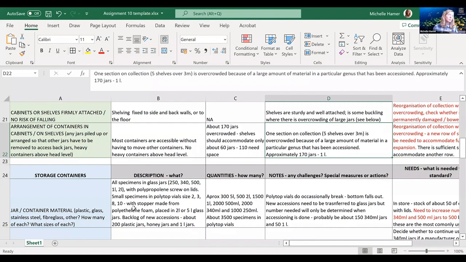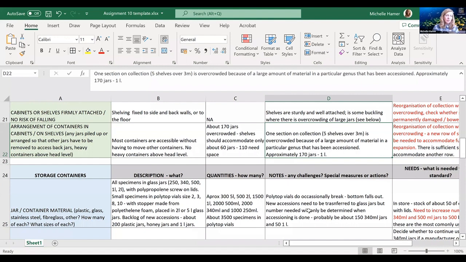So do you put your polytops into a bigger bottle, which is the right thing to do, but then what's the stopper in all of those polytops? And then do you have any plastic? How many bottles? So how many glass jars do you have? How many plastic? How many need to be replaced? And are there any problems?